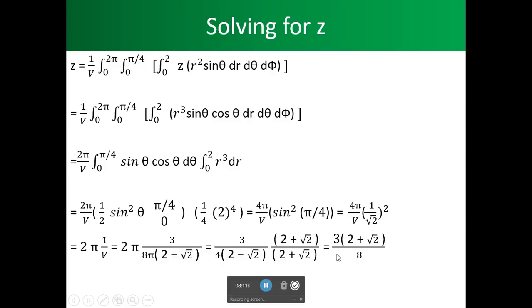That gives us 8 on our denominator, and on top we have 3 times the quantity 2 plus the square root of 2. So z is equal to 1.28033. That's where the centroid of this mass is, at x equals 0 and y equals 0.